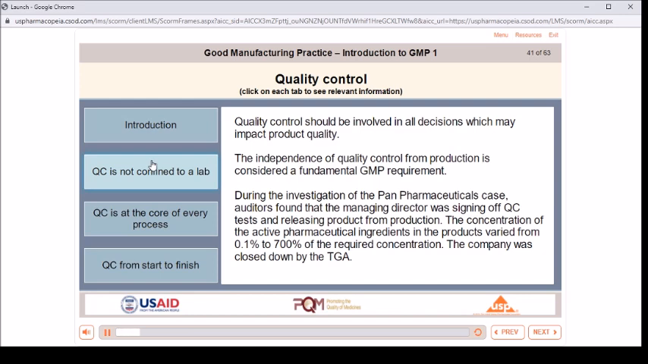QC is not confined to a lab. Quality control should be involved in all decisions which may impact product quality. The independence of quality control from production is considered a fundamental GMP requirement. During the investigation of the Pharmaceuticals case, auditors found that the managing director was signing off QC tests and releasing product from production. The concentration of the active pharmaceutical ingredients in the products varied from 0.1% to 700% of the required concentration. The company was closed down by the TGA.